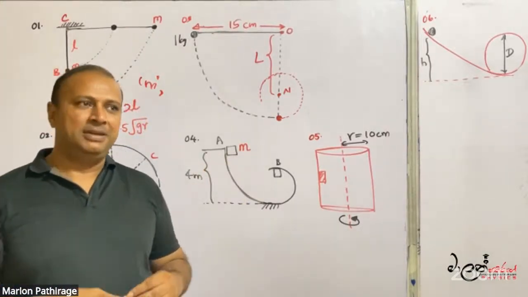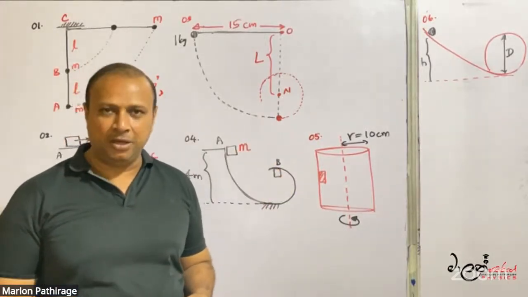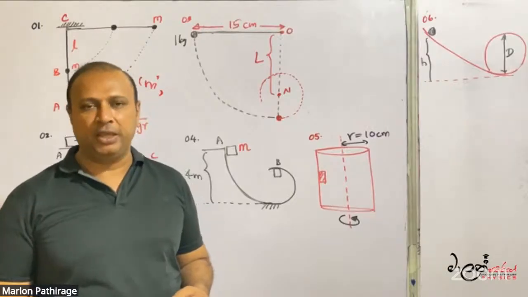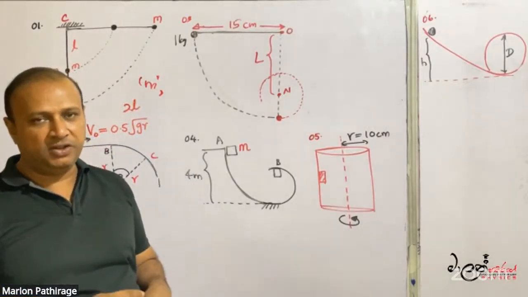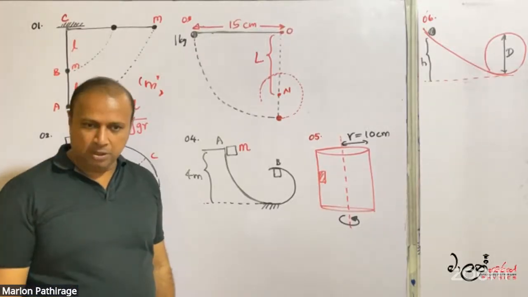Then we have to learn some theory part. After that, you will be given EQR. EQR means exam questions reviewing paper for circular motion.